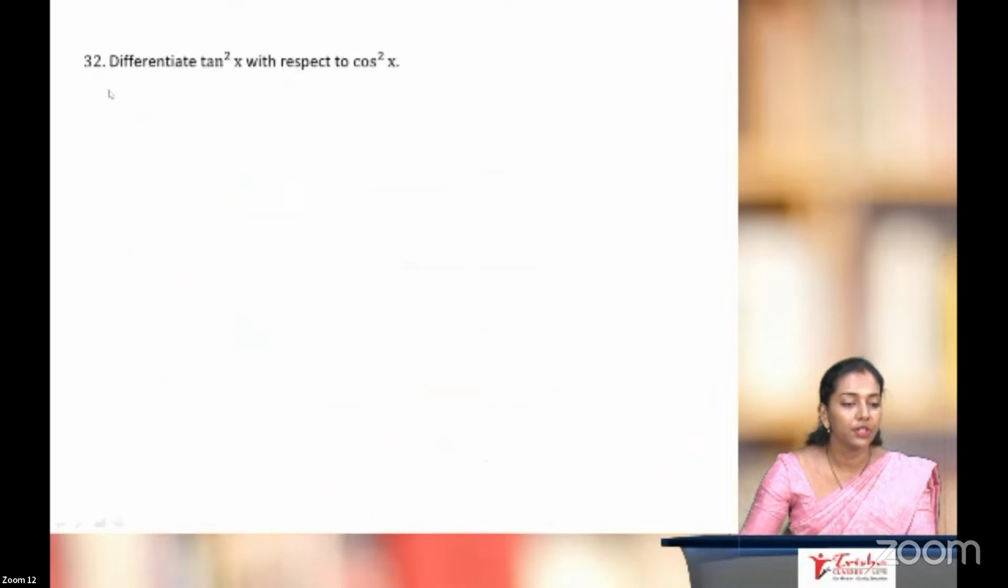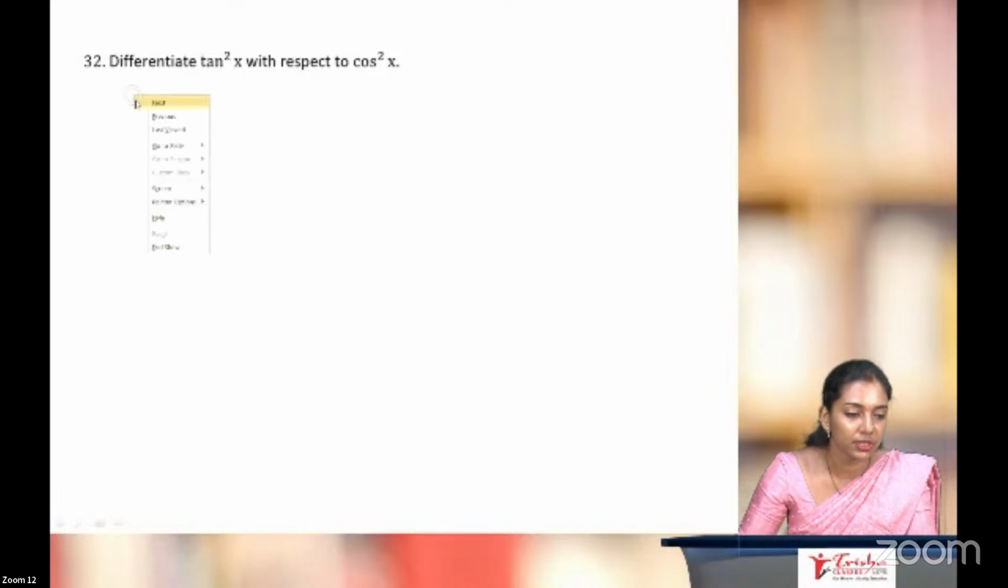Now, differentiate tan square x with respect to cos square x. So, you are going to differentiate a function with respect to another function it is. So, what you have to do? You have to take this as u. U equal to tan square x. V equal to cos square x. Okay. Differentiate with respect to x now. Du by dx. So, it is of the function raised to the power 2. X power n form it is. So, 2 tan x into differentiation of tan x is secant square x.